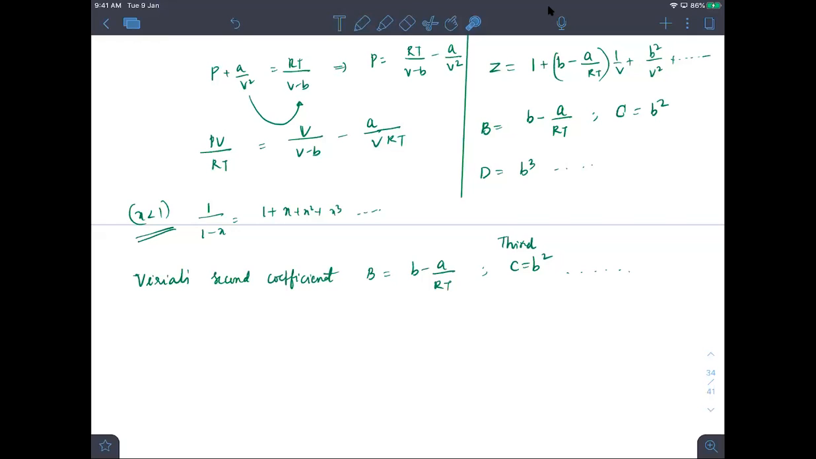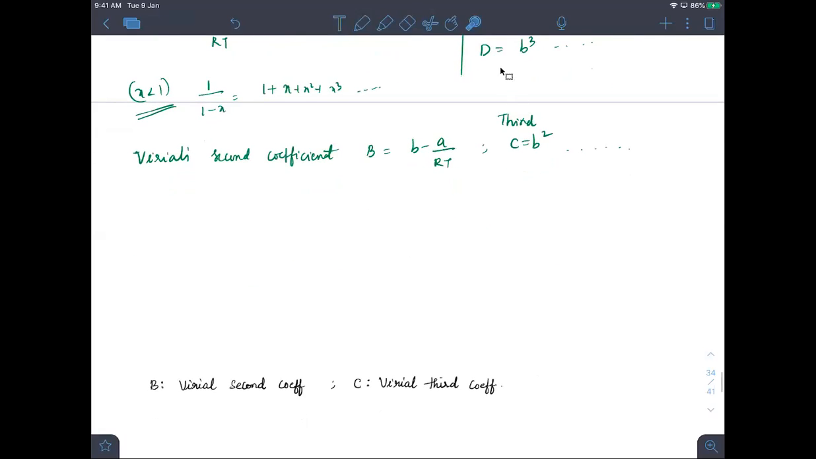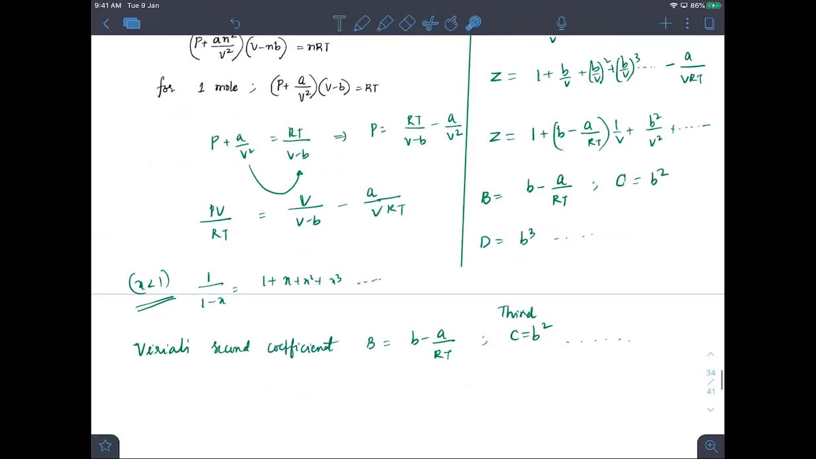Now, what is a more useful application here, when it comes to the virial equation? In the case of the virial equation, the first thing we have to check is what if you operate at low pressure?